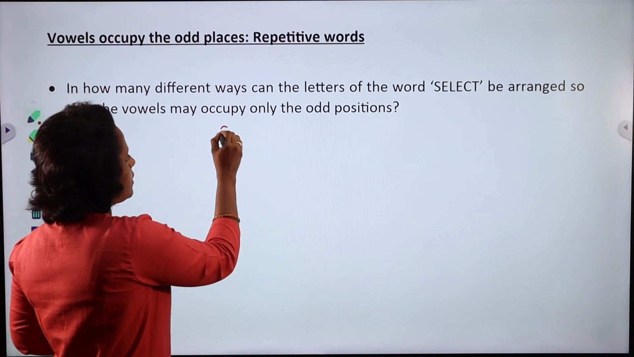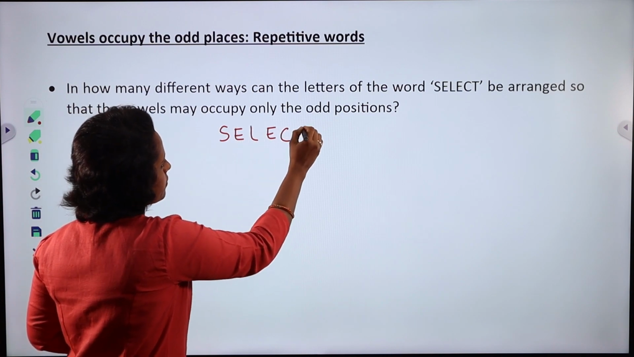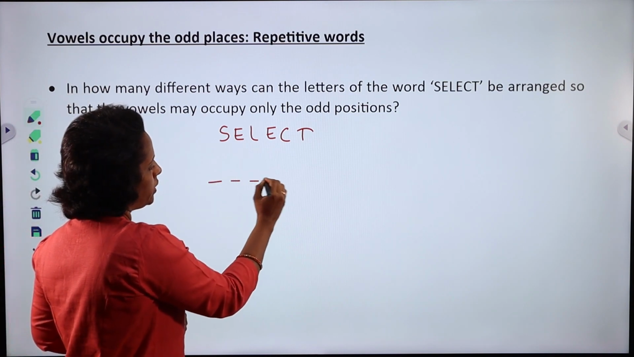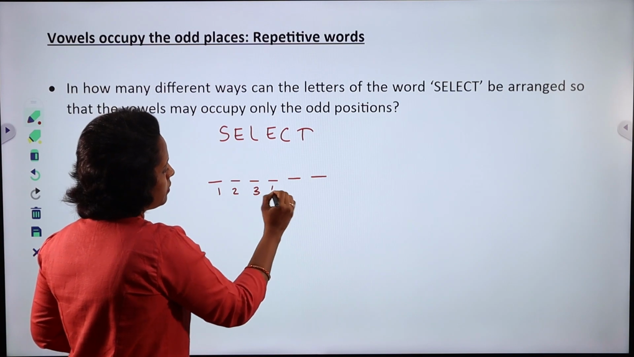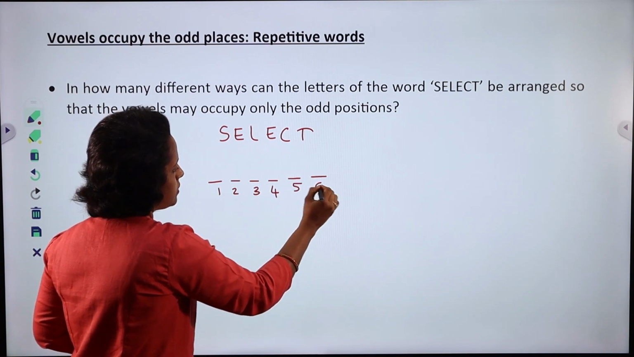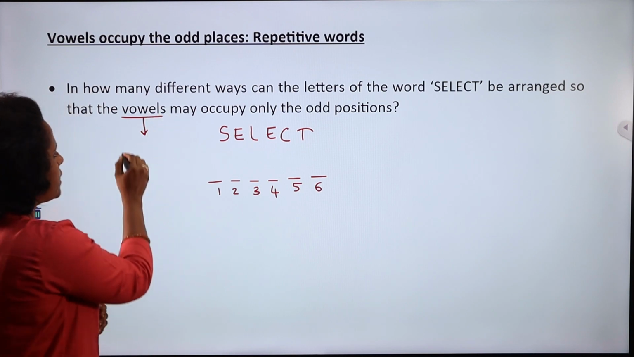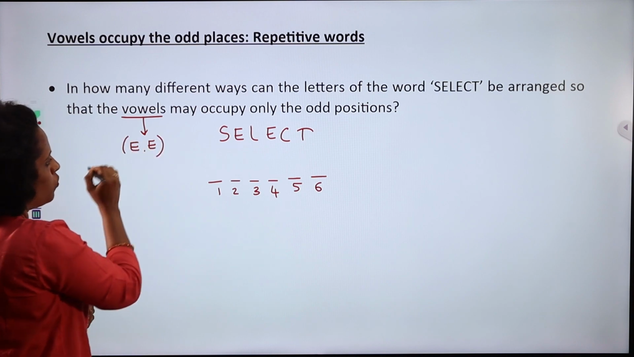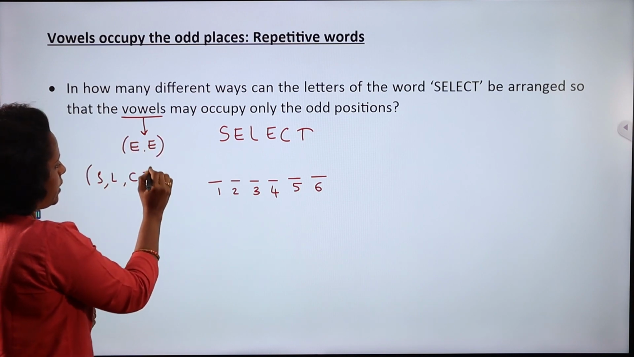Our word here is select. It is a 6 letter word. 1, 2, 3, 4, 5, 6. Number them. Vowels. What are the vowels here? E and E. What are the remaining letters? S, L, C and T.